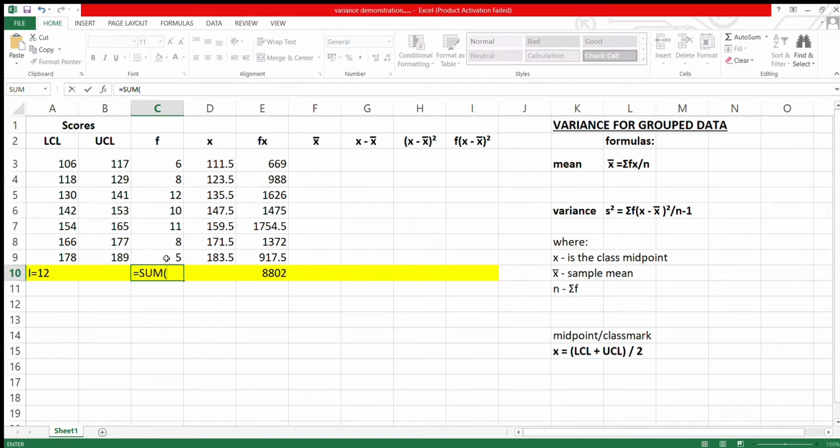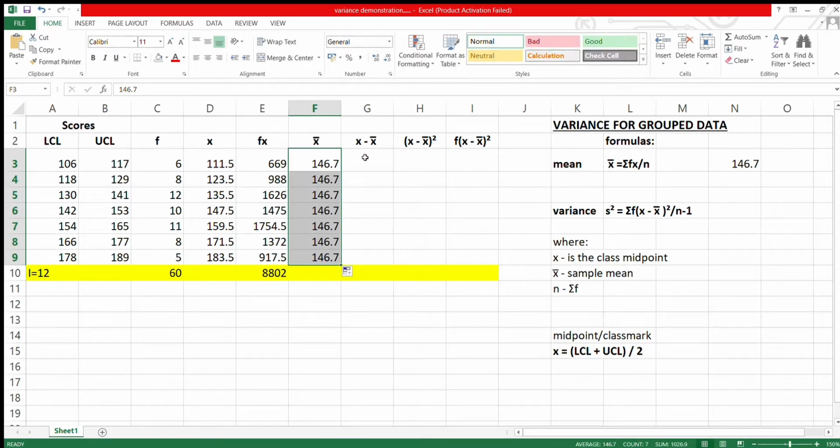In the formula, we also need the n, which is the summation of the frequency. Just add the frequency, which is equal to 60. So substitute this to the formula. We have the summation of the product of the frequency and the class mark, which is 8,802, divided by our total frequency, which is 60. So we get the sample mean, which is equal to 146.7. But we need to place the mean on the table in order to proceed to the next step.